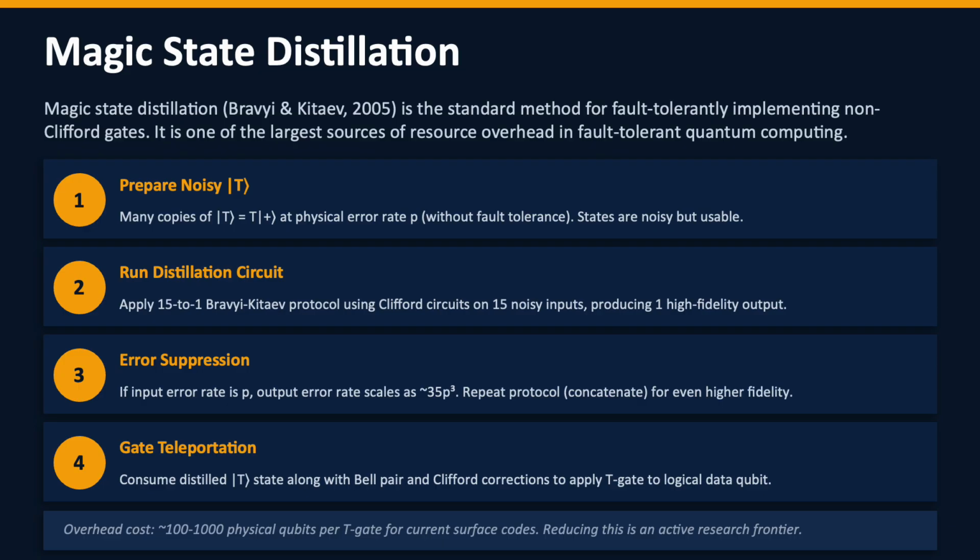The catch is the resource cost. Producing a single high quality magic state requires a large factory of physical qubits running many rounds of distillation, and each logical gate that uses the T gate consumes one magic state. In current estimates of the scale of quantum computers needed to run useful algorithms, the magic state factories occupy the majority of the total qubit budget, often more than all the data qubits combined. Reducing the cost of magic state distillation is one of the most active and practically important areas of research in fault tolerant quantum computing today.